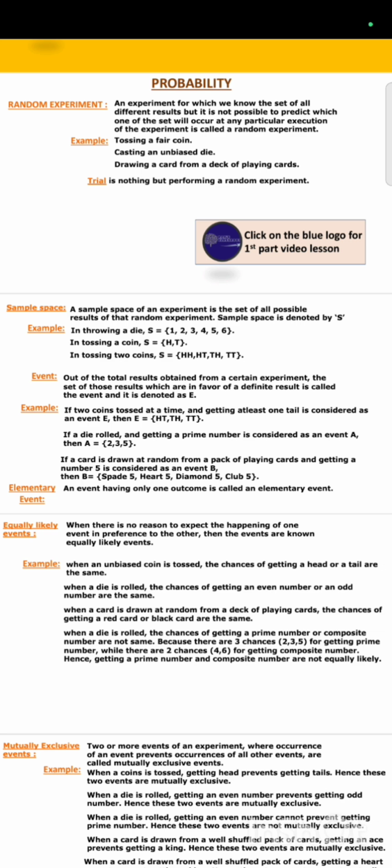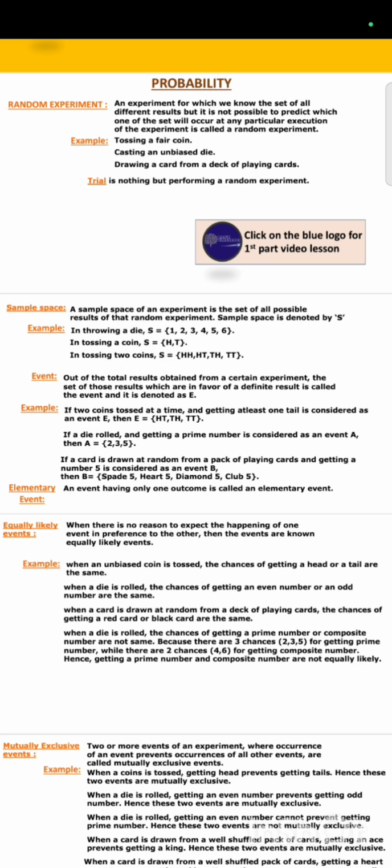So before performing an experiment, we know the possible outcomes, but which outcome is actually going to come in a particular trial we cannot say. Like before tossing a coin, we know the outcomes, head or tail, but which one is going to come we don't know. In the same way, if we roll a die, the possible outcomes are 1, 2, 3, 4, 5 or 6, but which one is going to come we don't know.